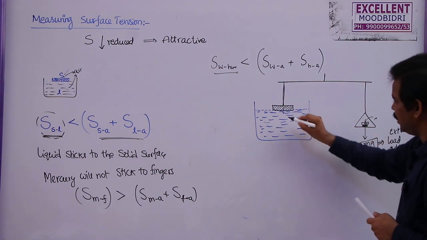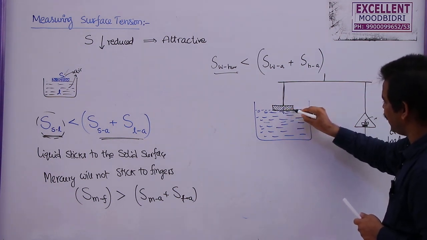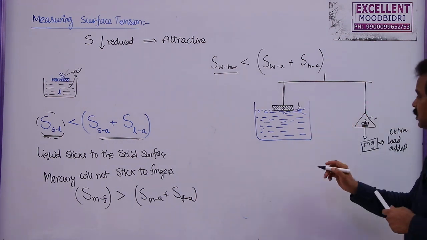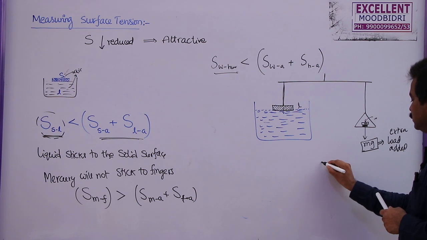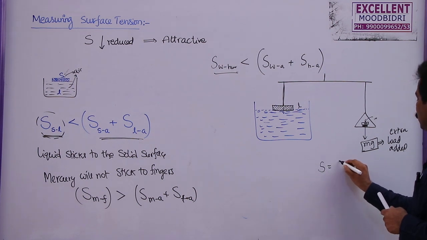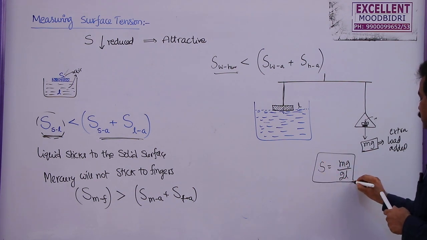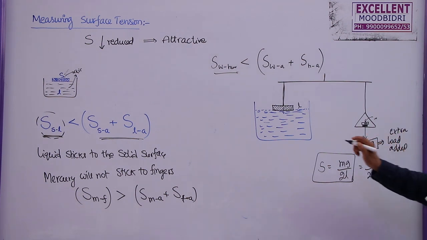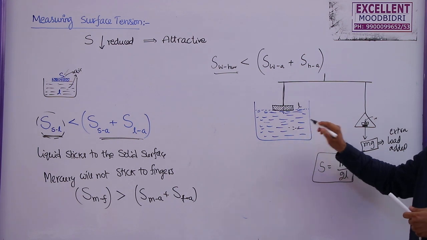mg. If the length of this glass slab is, let us say, L, and this force acts on both surfaces, we can write the surface tension is equal to the load added divided by the length on both sides of this glass slab. So this is weight by 2L. By doing this simple experiment, you can find out the surface tension of this particular liquid.